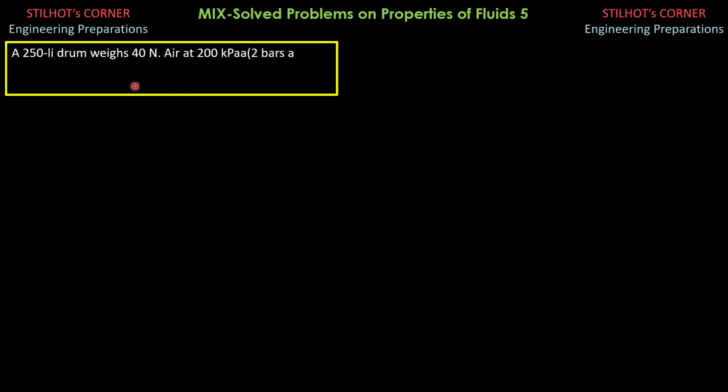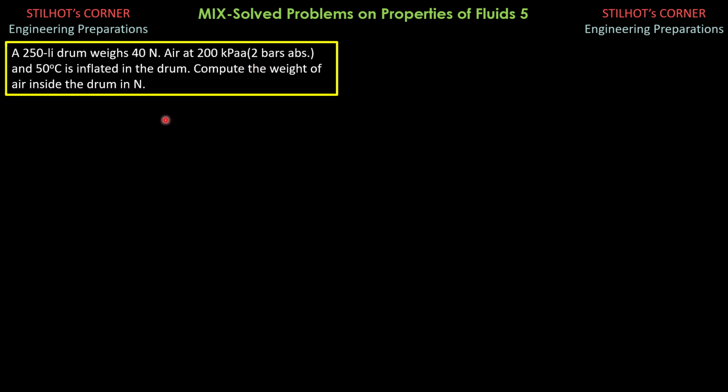A 250 liter drum weighs 40 newtons. Air at 200 kilopascals absolute, or 2 bars absolute, and 50 degrees Celsius is inflated in the drum. Compute the weight of air inside the drum in newtons. Take note that 1 bar is equal to 100 kilopascals, so another way of expressing 200 kilopascals is 2 bars absolute.